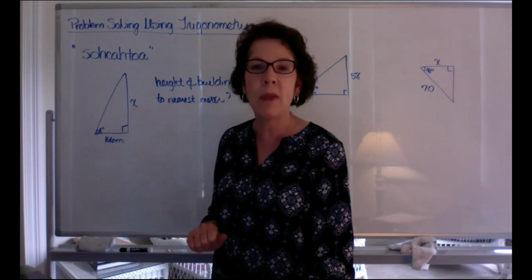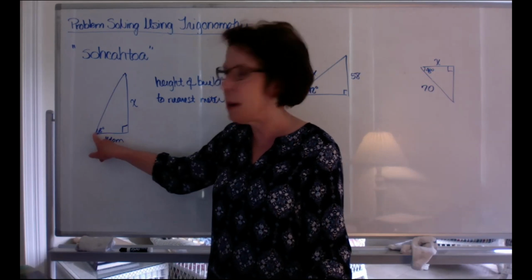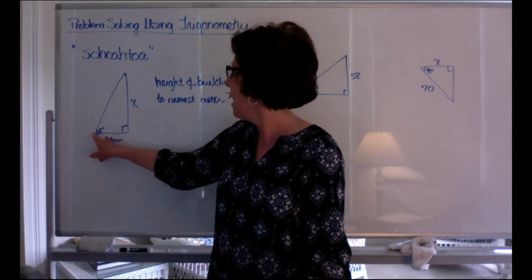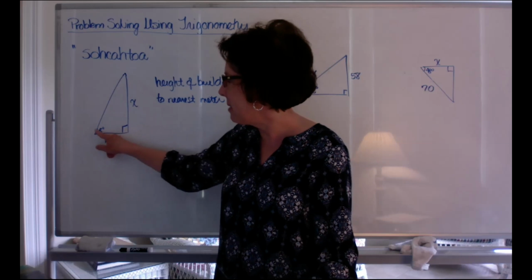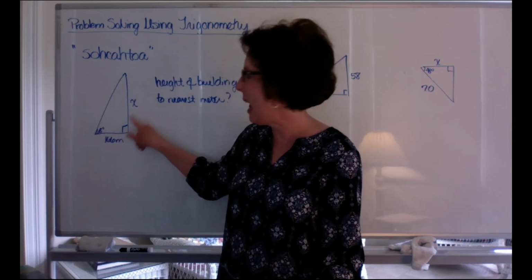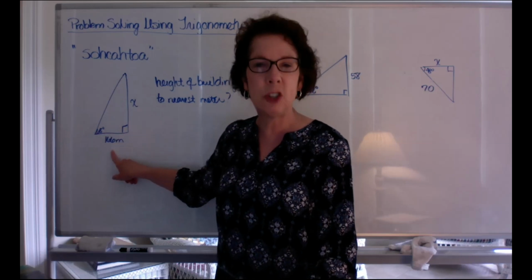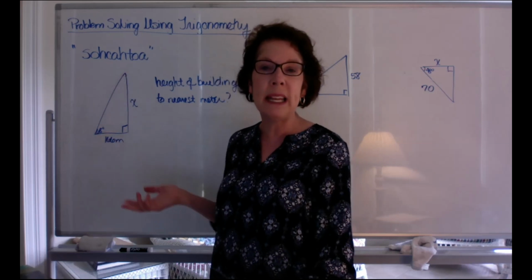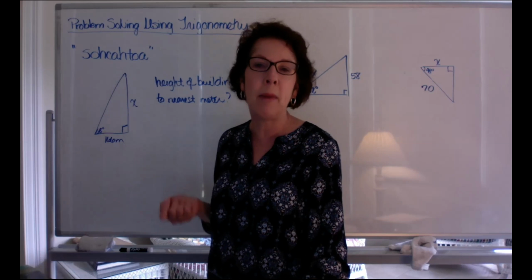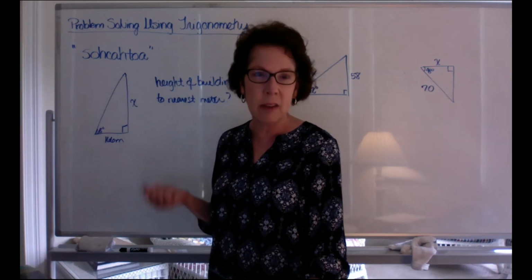Now let's think about what these things are in relationship to our angle. The angle is right over here. These are both legs. X is the opposite leg, 166 is the adjacent leg. The hypotenuse, we don't even really need. We don't really need the length of the hypotenuse in this problem. We're just trying to find the length of the opposite leg.